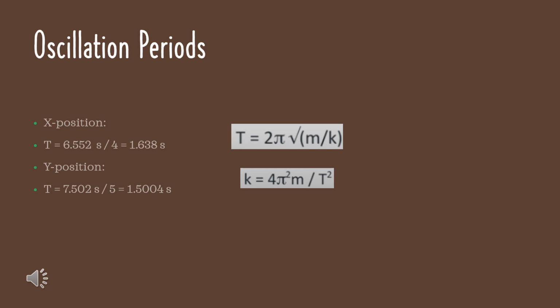Let's discuss the estimates of oscillation periods. Although the predicted and observed models were similar, there was a little discrepancy. This can be solved by calculating the oscillation periods in the x direction and from there deriving the spring constant. These calculations of 1.638 seconds and 1.5004 seconds do differ, but what we can do is take the average and plug that into the computational model.